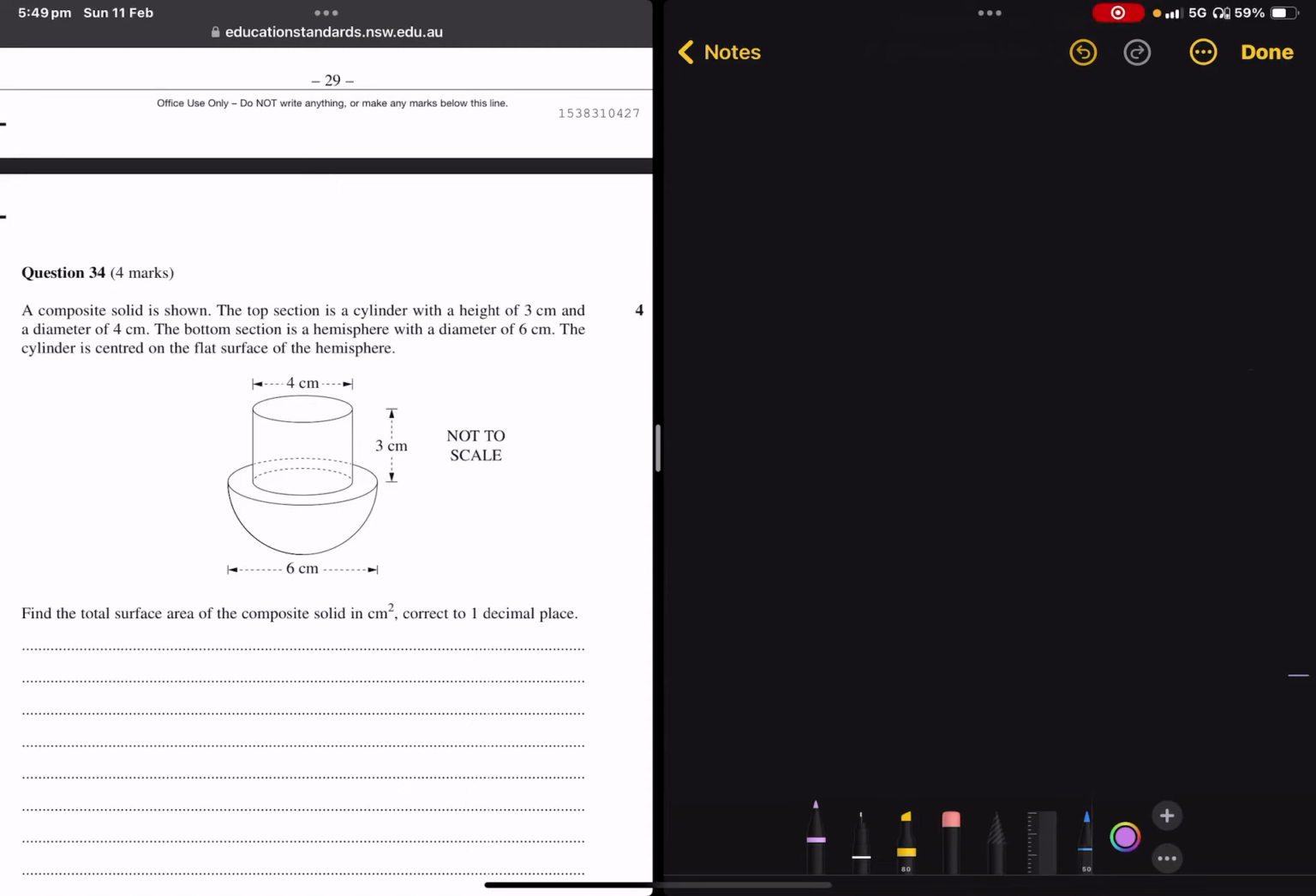Okay, so we're going to have a look at another question coming from the 2022 HSC Standard 2 Maths paper. This is question 34 in this paper. We're told a composite solid is shown.